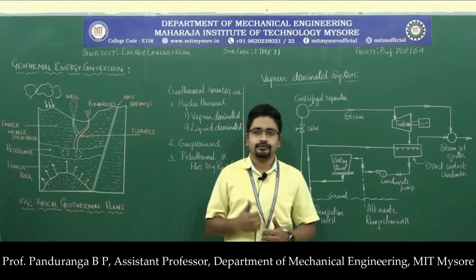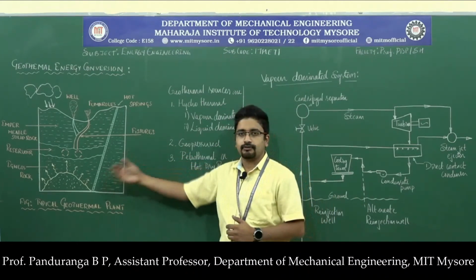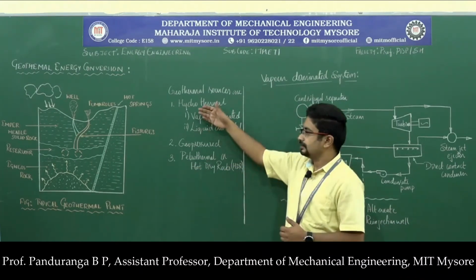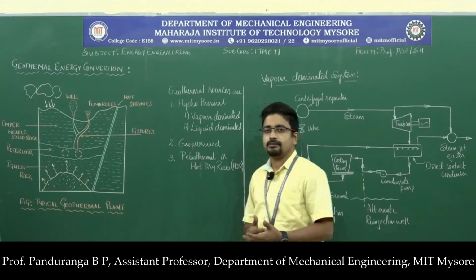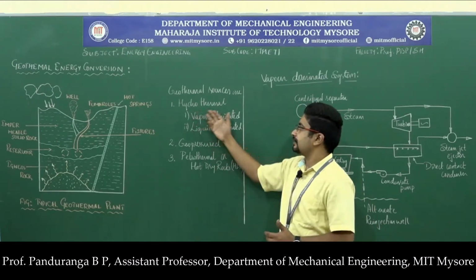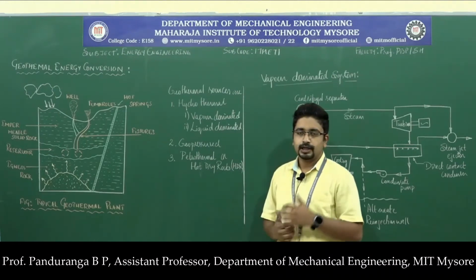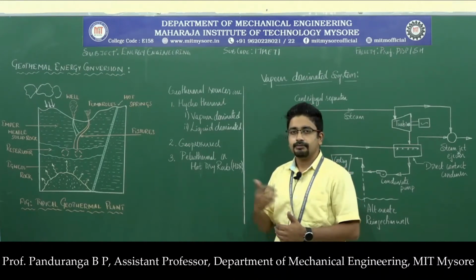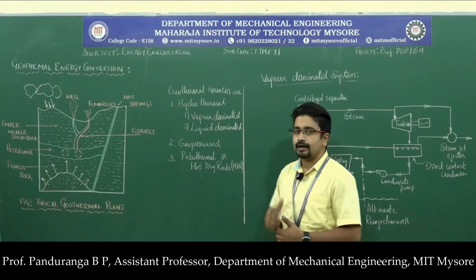Now let us see the different ways in which you can convert the heat energy available in the earth into useful form. There are three major ways. The first one is hydrothermal, where you are using water as the working fluid to absorb heat energy, and that will be converted into mechanical or electrical energy. So in hydrothermal we have two methods.